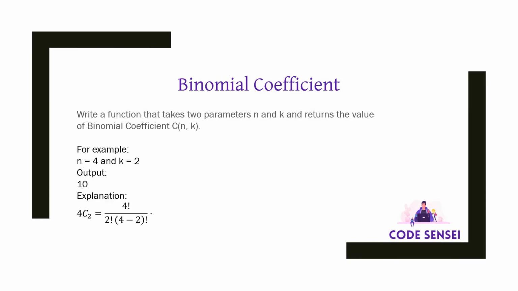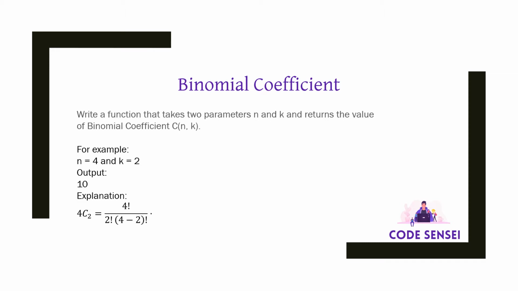So the problem statement goes like this. Write a function that takes two parameters n and k and returns the value of the binomial coefficient C of n comma k. For example, n is 4 and k is 2. You have to find 4C2, and the output is 10.